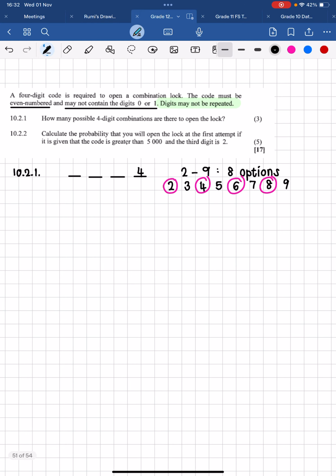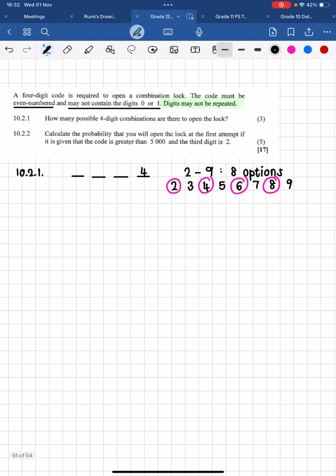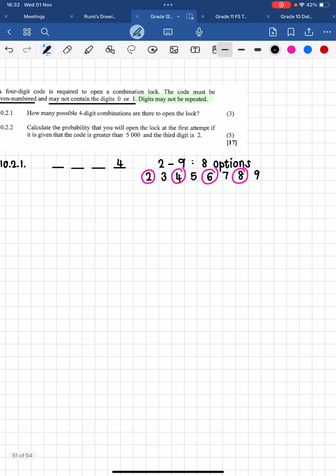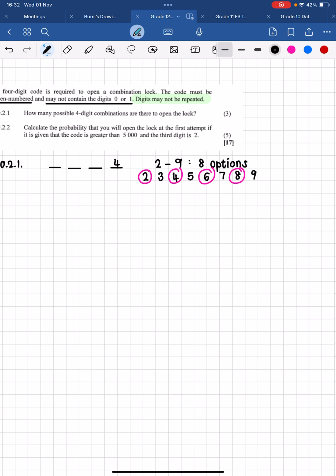Okay, now we need to think, what did they say? May not contain the digits 0 or 1. We've already thought about that, right? Those 2 are not in our list. So we know that there are 8 options altogether. Now, guys, let's say, for example, we are putting 2 at the end there. It's not necessarily 2, but it can be 2, right? We are taking away one of our possible digits for the next slot because digits may not be repeated. Whatever number you use in this last slot of this code, you can't use in any of the other slots.